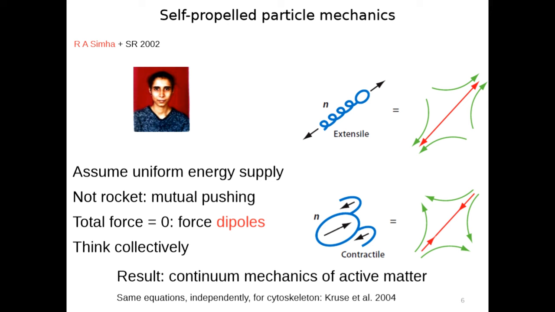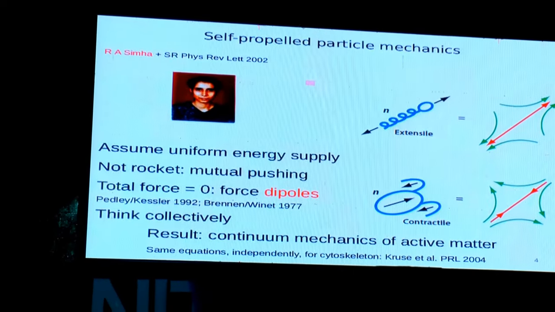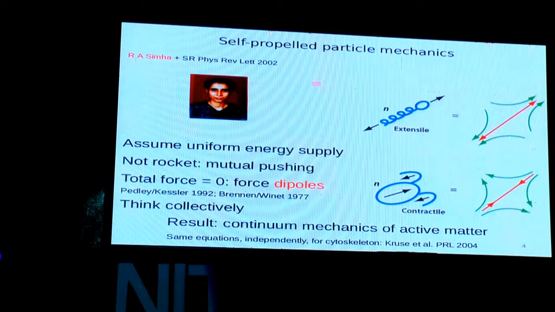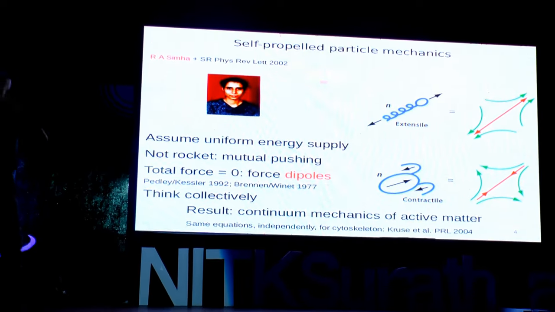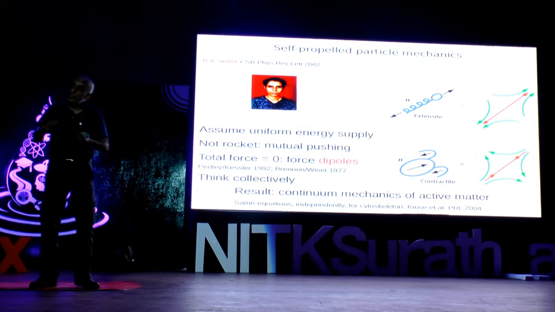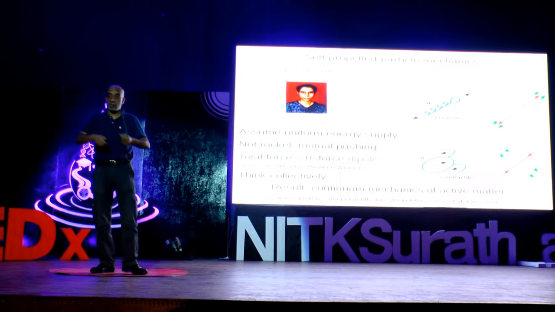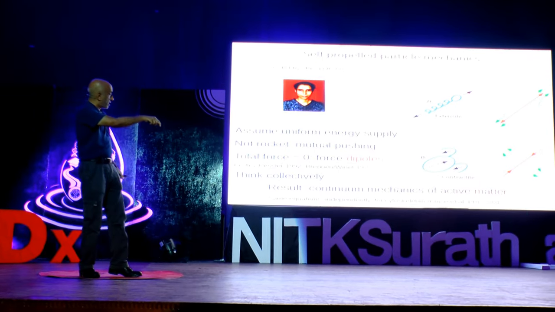So this is what happened initially in our research, and then a group in Paris and Dresden did the same thing, thinking not of collections of organisms moving through a fluid, but of what goes on inside one cell. Inside each cell, there are these filaments. There's a sort of polymer scaffold called the cytoskeleton. There are molecular motors running on those filaments. This combined system, again, is orientable objects plus internal propulsion. So the same equations emerged in a description of the cytoskeleton.